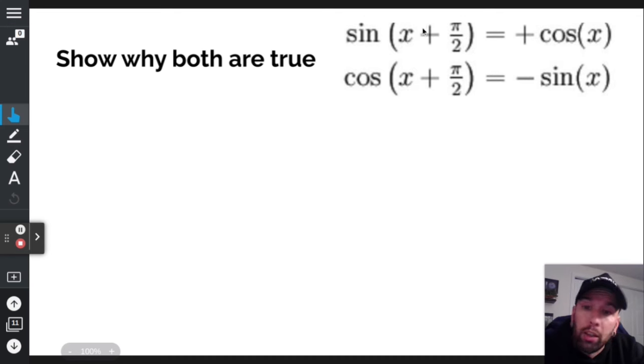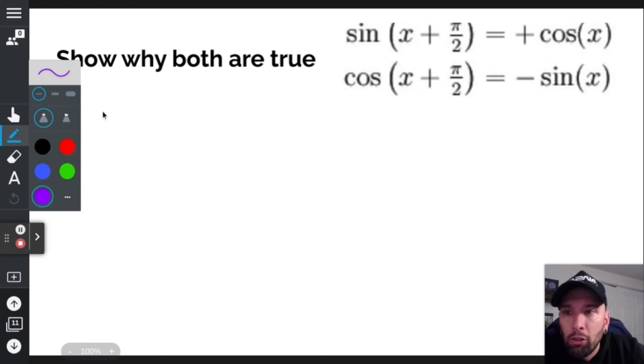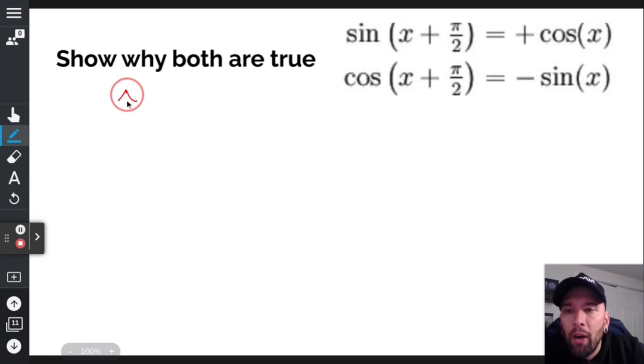Show why both of these are true. These are fun little trigonometric identities. Hey, did you know that if I take sine and shift it to the left pi over 2, that I get cosine? Let's show that.